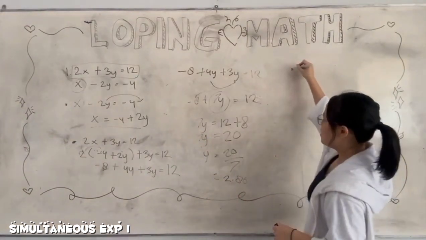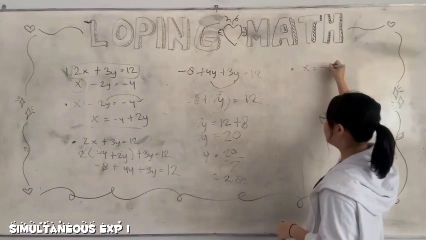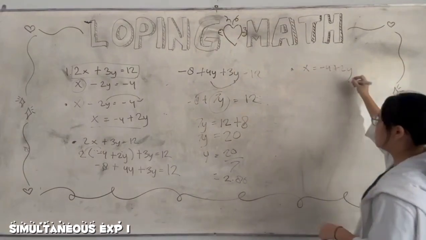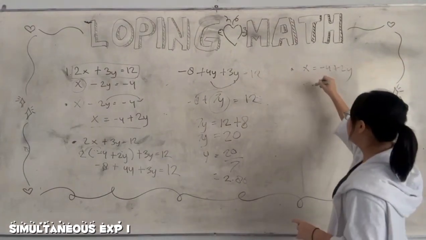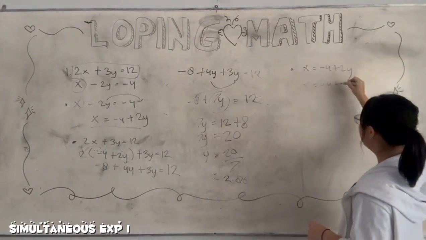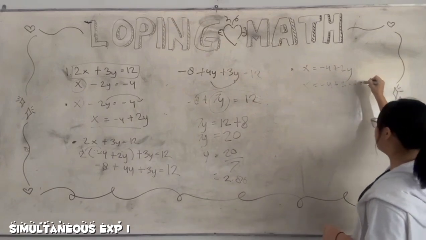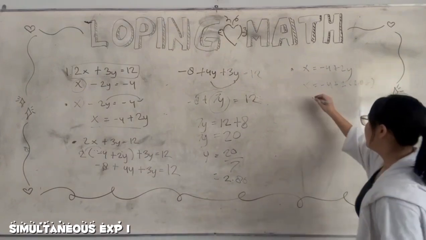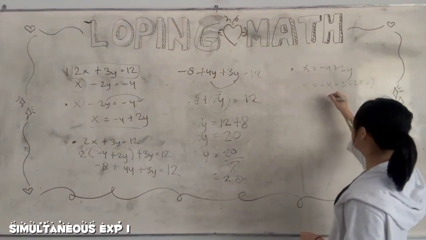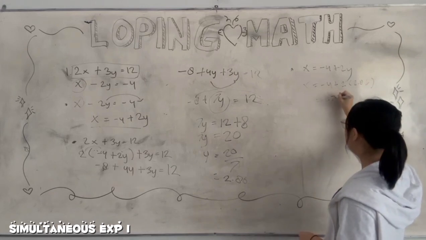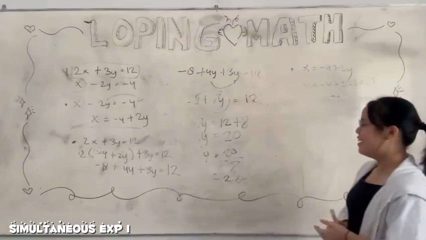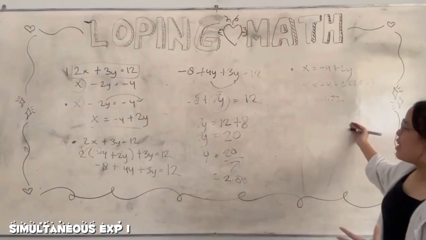So we can find x by substituting this y value into this equation. The equation is x equals minus 4 plus 2y, and the y is 2.86. And the answer is 1.72.